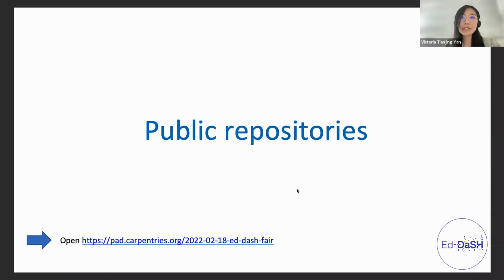So moving to our very last section of the 4-day course. This last part is about public repositories. So we're coming right back into open science. This is where we have to consider which is the best repository for your projects, for your data to publish.